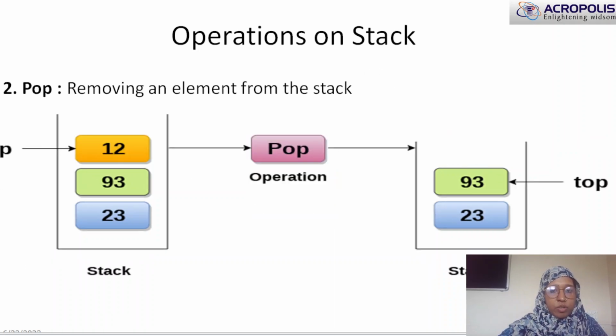Now, the next operation on this stack is the pop operation. Removing an element from the stack is called the pop operation. Here, the leftmost figure shows the stack containing three elements. 12 is the topmost element of the stack. If we want to perform the pop operation, then the last element, that is 12, is deleted from this stack, and after deleting 12, the stack becomes the rightmost stack, in which only two elements are there, 23 and 93.